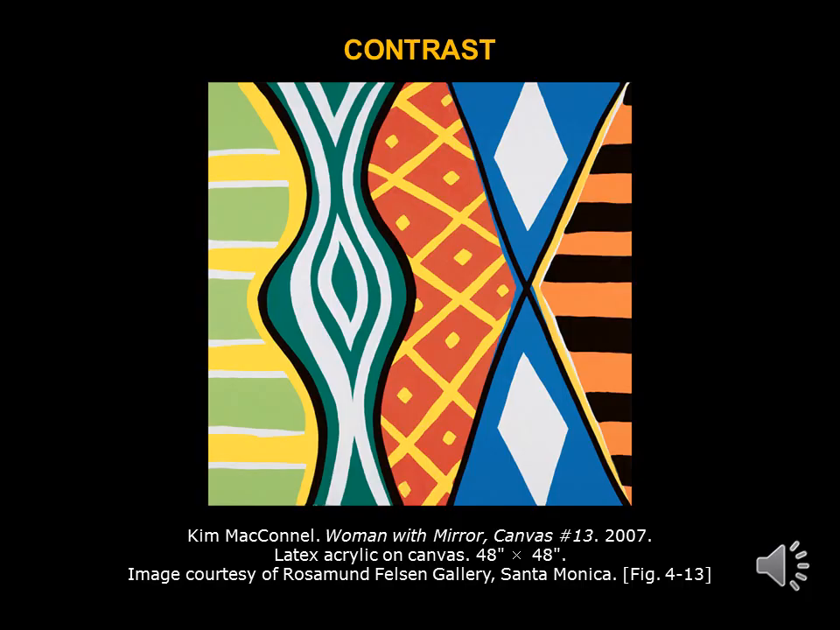Our next principle of design is contrast, which is the juxtaposition of strongly dissimilar elements. Some examples of contrast would be dark against light, large against small, bright colors against dull colors.